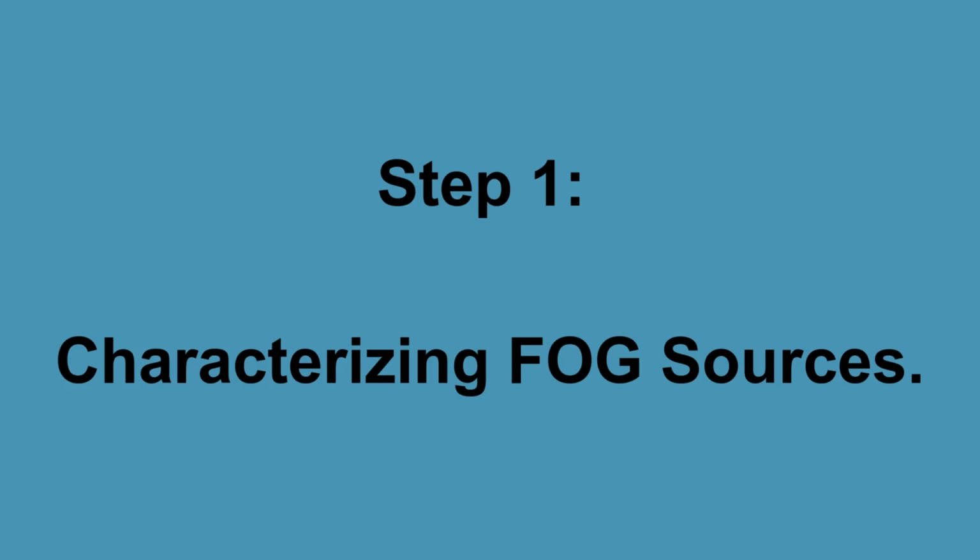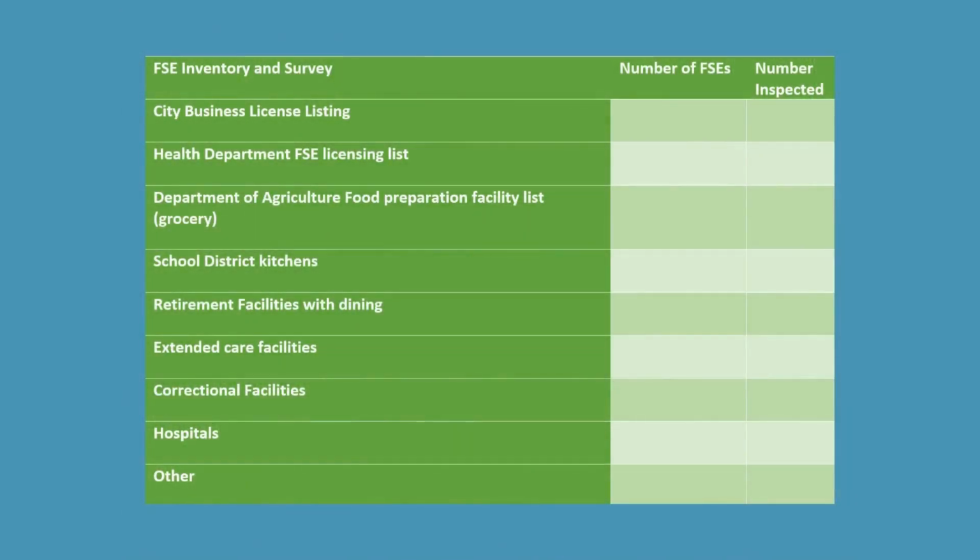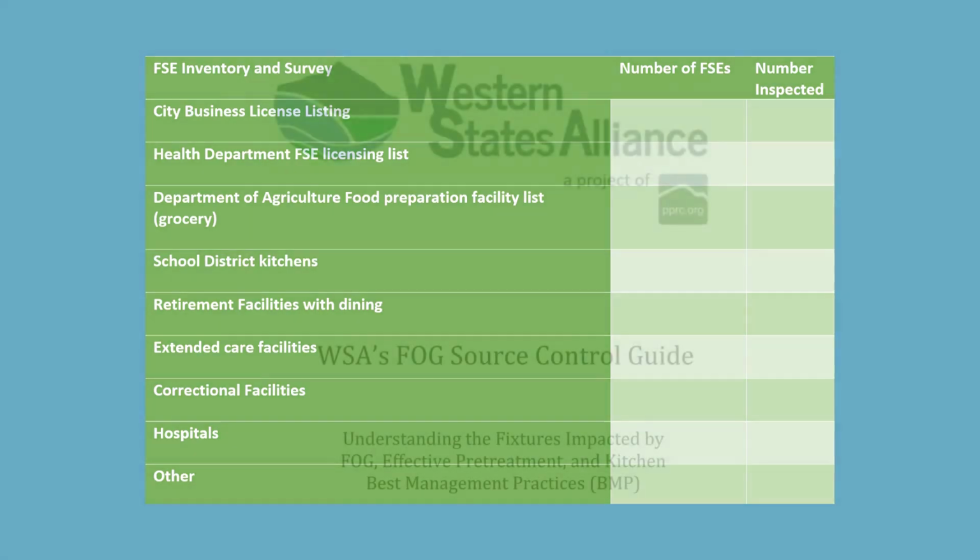Step 1. Characterizing FOG sources. Determine the cause of FOG blockages and the upstream sources of the FOG. Identify major sources of FOG to result in a more effective utilization of municipal resources when developing a FOG abatement program. The Characterizing FOG Sources worksheet will help systematically identify and characterize the amount of FOG produced by FSEs.